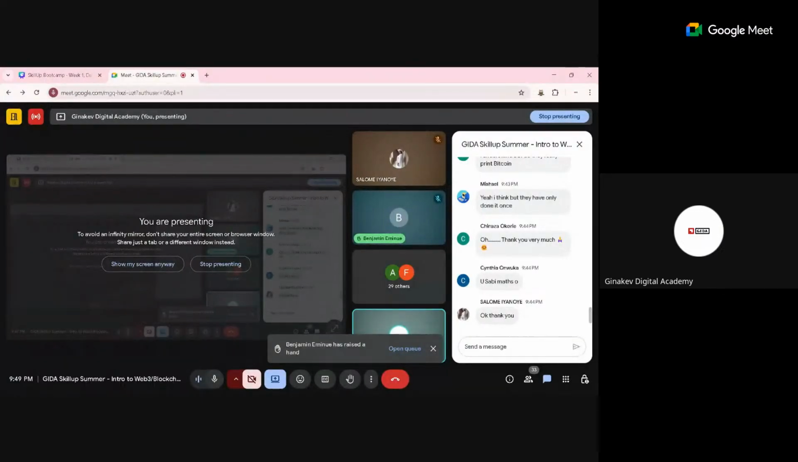Benjamin, unmute yourself. You don't know what a wallet address looks like? Yes, I don't know. Okay, awesome. Since I'm sharing my screen, I don't want to be the one to share. Mesoma, can you share a wallet address in the chat box now? Please do it for different networks. If you can do Solana, Binance Smart Chain, and any other network, it's fine.